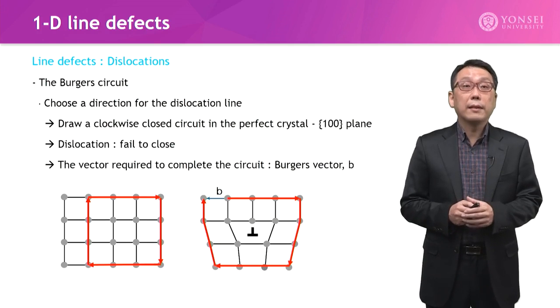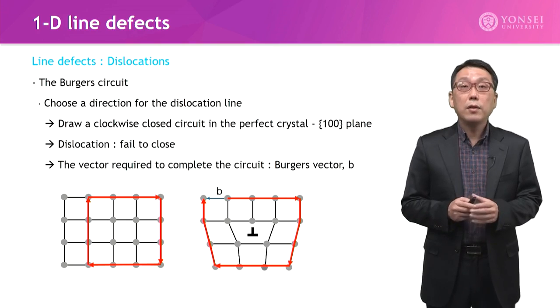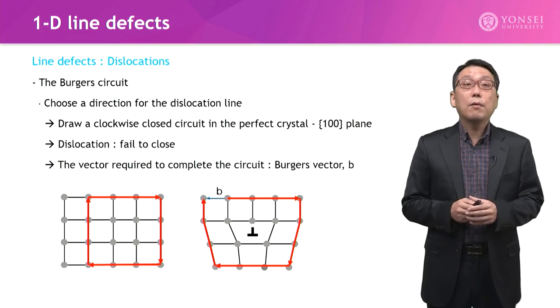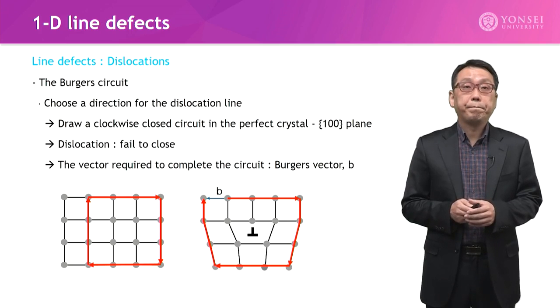For the Burgers circuit, let's choose a direction for the dislocation line and draw a clockwise closed circuit in the perfect crystal, the 100 plane. But in the presence of a dislocation, we fail to close this circuit. So the vector required to complete the circuit is the Burgers vector B.